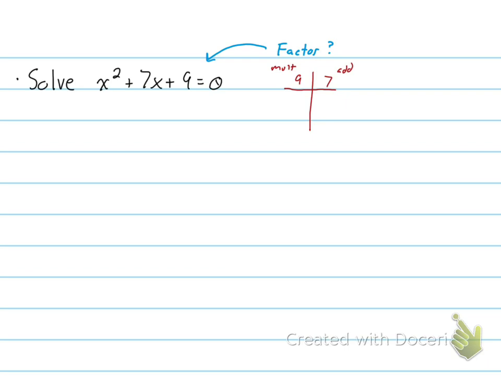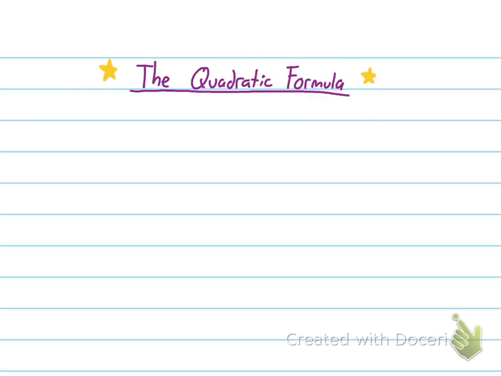I'm going to run through my factors of 9. I have 1 and 9. That doesn't work. That doesn't add up to 7. And 3 and 3. Both of those don't work, so I kind of hit a dead end here. So what we're going to learn about today is the quadratic formula, and those are especially for equations that can't easily factor. So the quadratic formula is this.